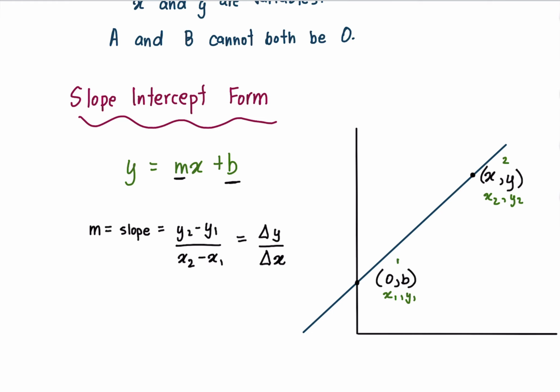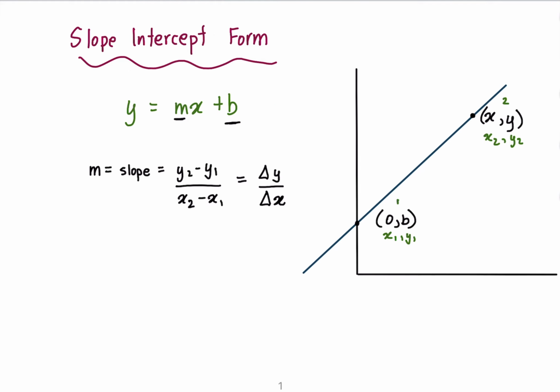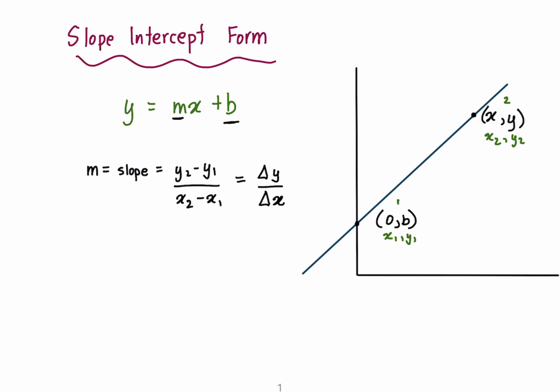So what does this do though? Well, we can go ahead and substitute the values for y2, y1, and x2 and x1. So that would give us y2 is y, so that is y minus y1, which is b, divided by x2, which is x, and then x1, which is 0. So y minus b divided by x minus 0 is equal to y minus b divided by x.